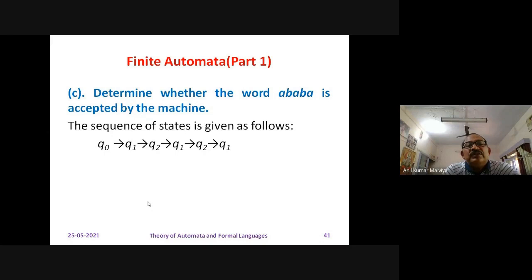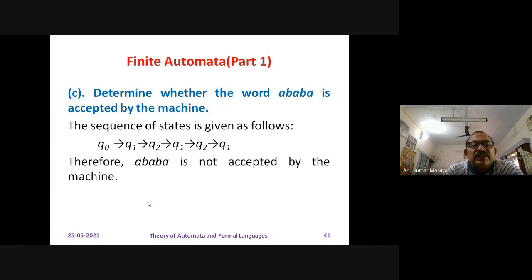Next question, determine whether the word A, B, A, B, A is accepted by the machine. Here you can see in final configuration, machine in state Q1. Here ask a question itself, is Q1 a final state? No, Q1 is not a final state. Therefore, we can say that the word A, B, A, B, A is not accepted by the machine.